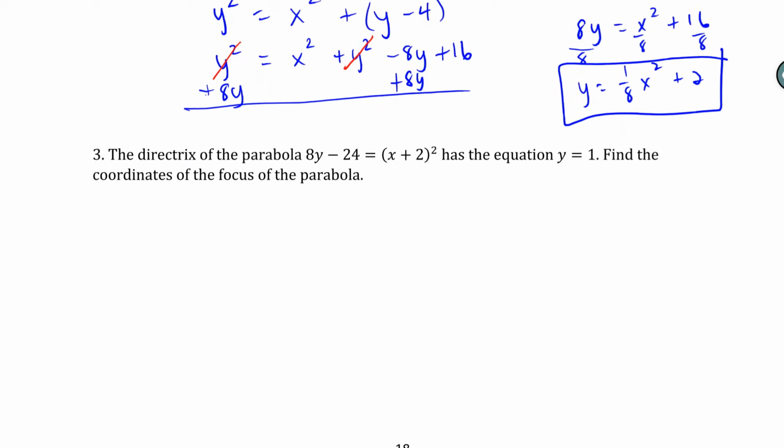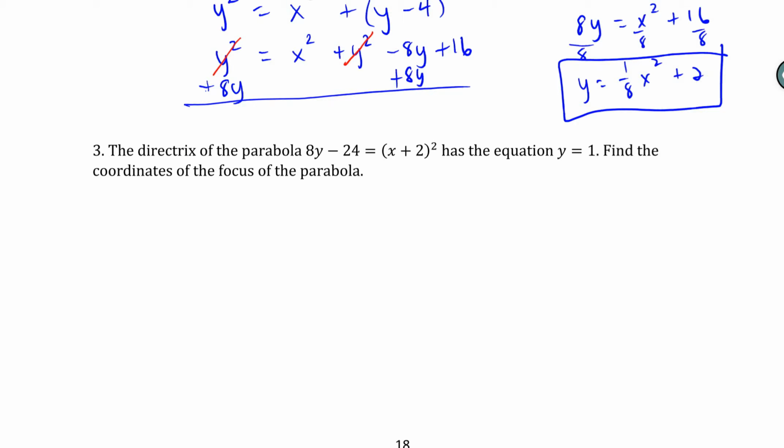The next one says the directrix of a parabola is equal to 1. Find the coordinates of the focus. Well, the nice thing about focus and directrix is they're all the same distance apart from the vertex. So essentially this is a fancy way of me saying, do you know how to find the vertex of that parabola? So to put this in vertex form, I'm going to start by adding a 24 to the other side.